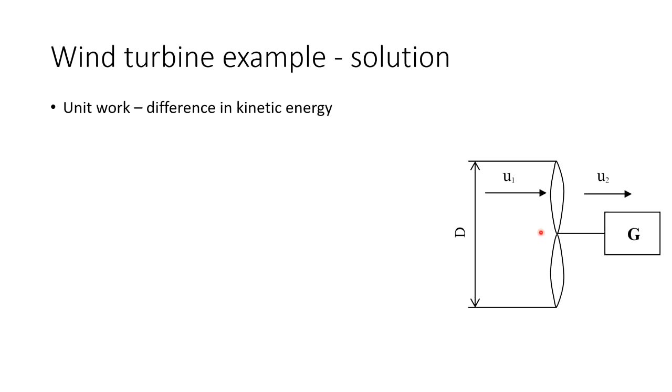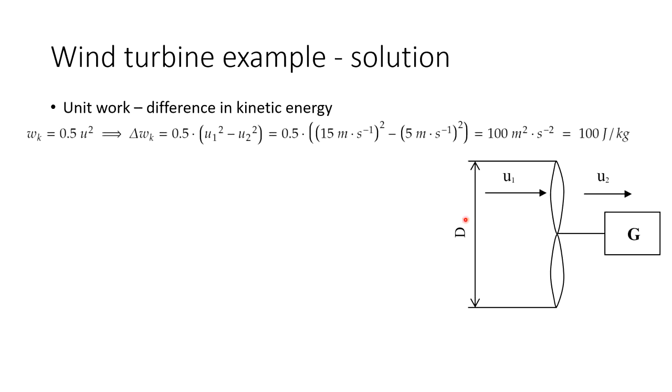So in order to calculate the energy that we get, it's actually a difference in kinetic energy. If we reference it per unit of mass flow rate, kinetic energy is half of the speed square. Probably you know from high school the kinetic energy is half of the mass times velocity square. So this is per kilogram per second or per kilogram.